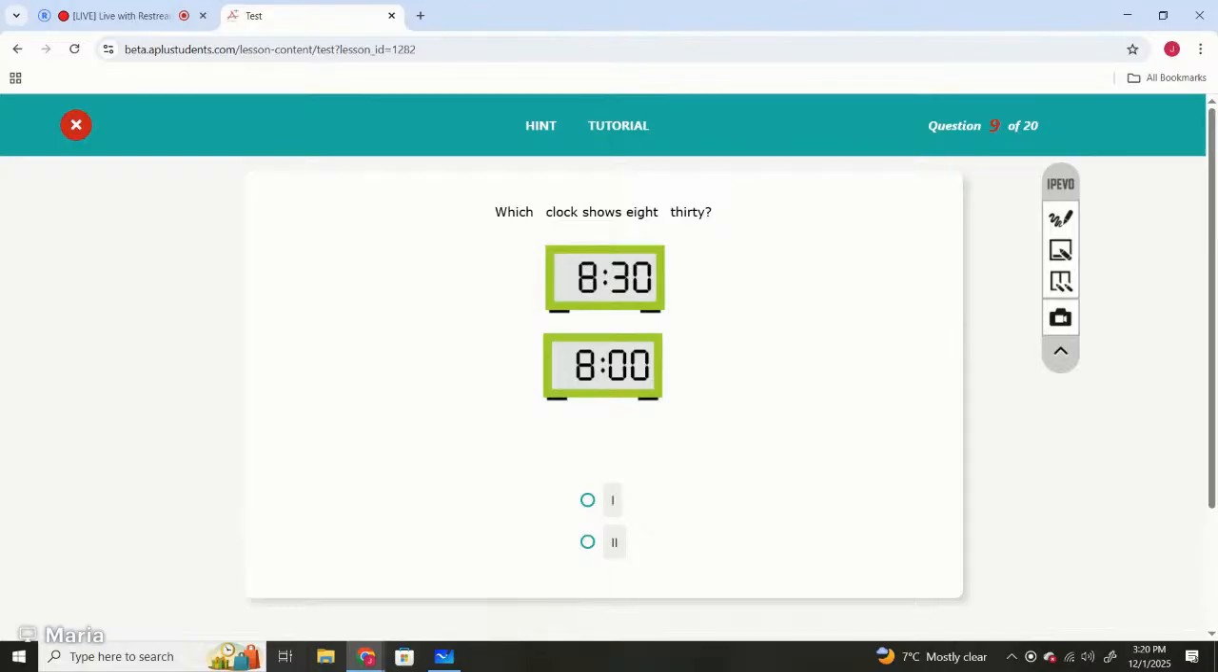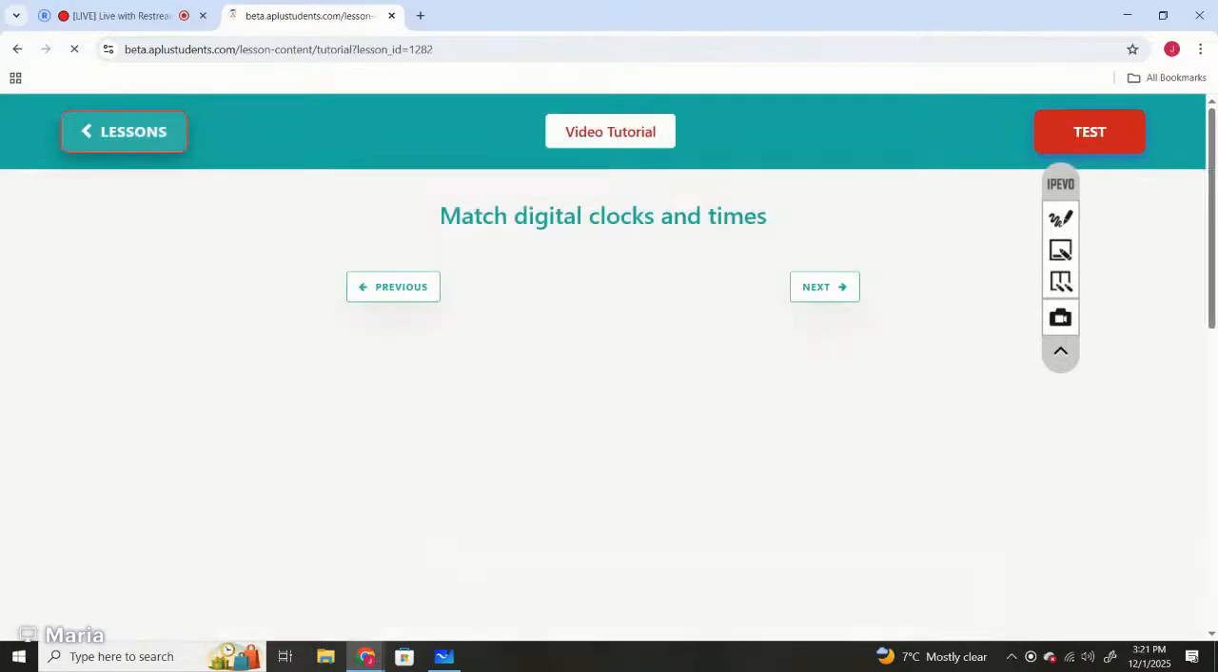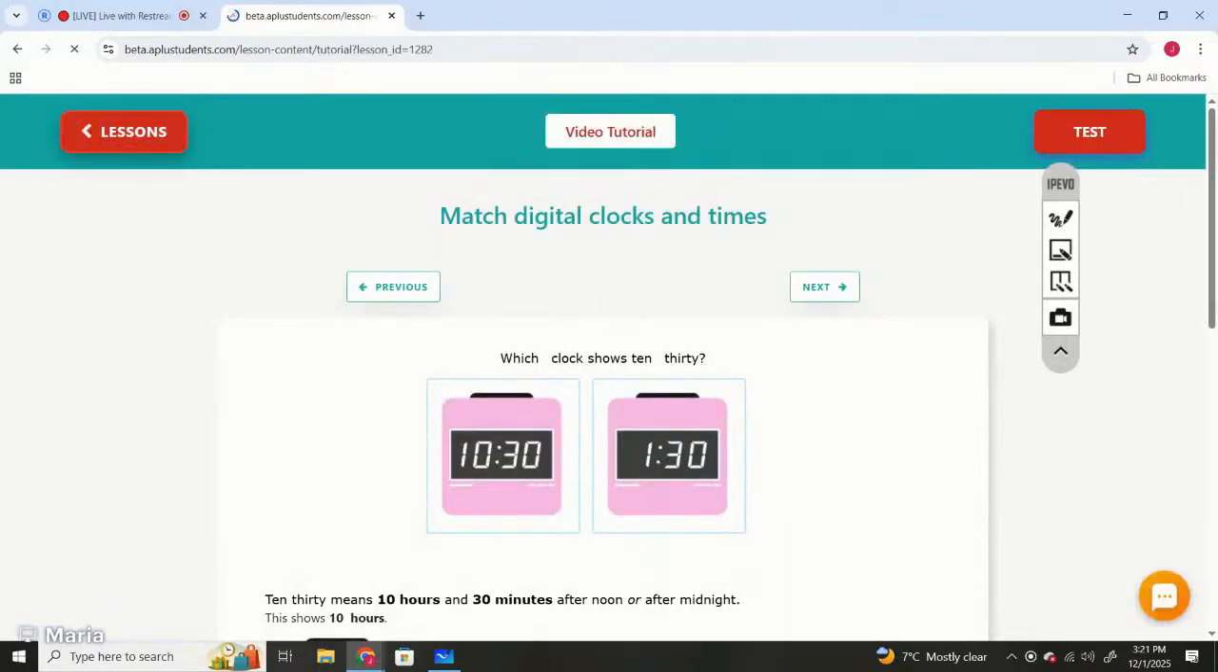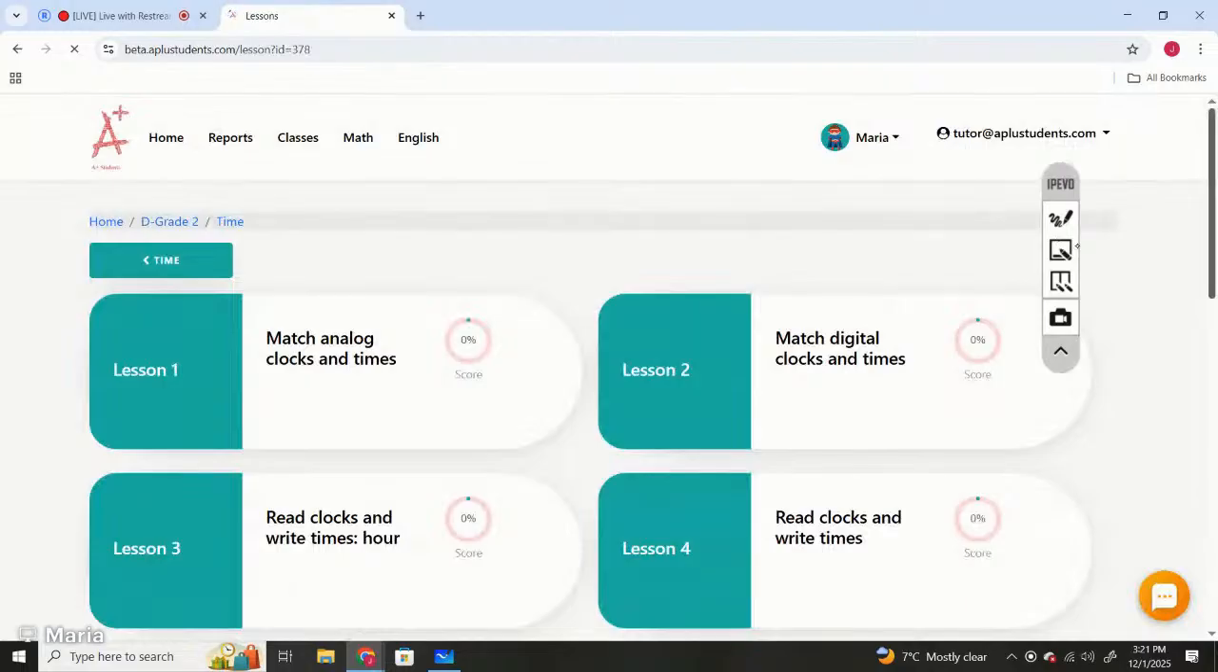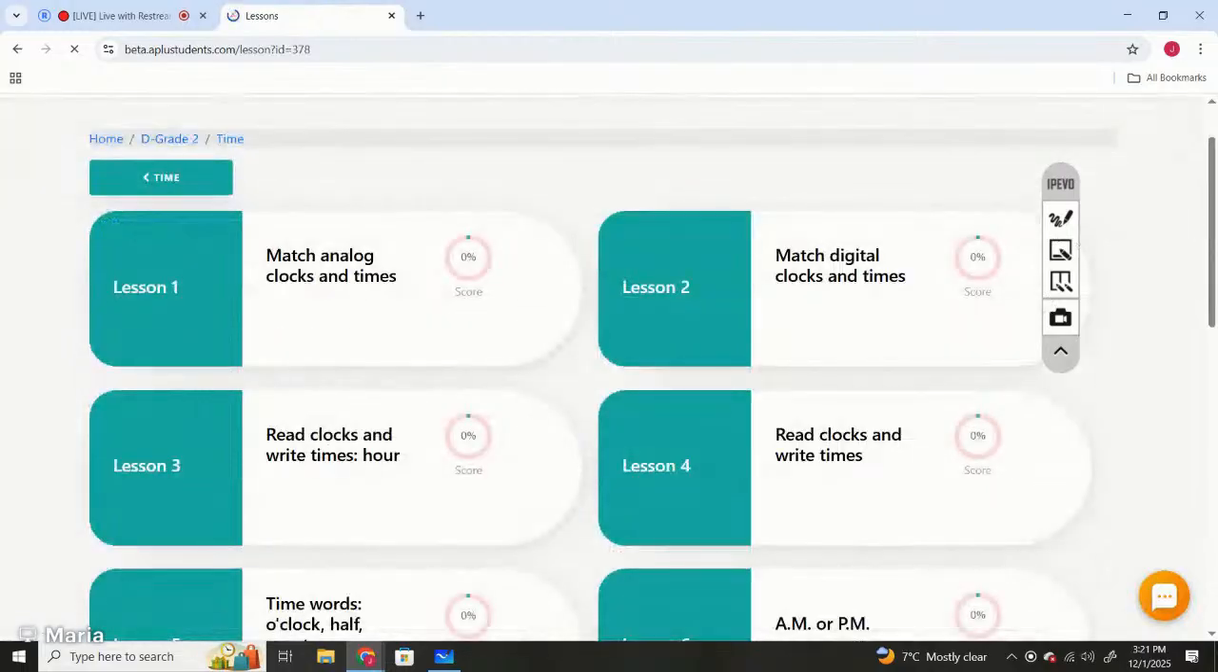Which clock shows 8:30? Let's just move on to next lesson. That is read clocks and write times, hours.